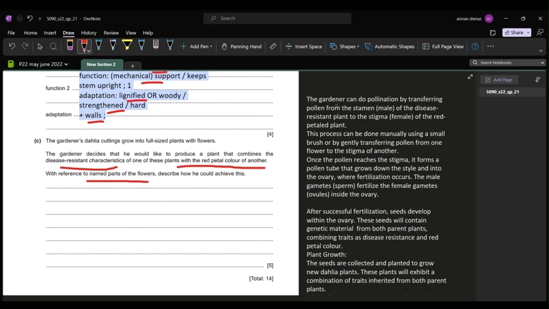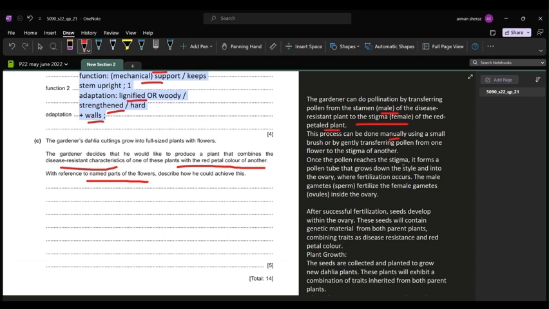So first step is the gardener can do pollination by transferring pollen from the stamen, which is the male part of the disease resistant plant, and it should go to the stigma of the female, which is the red petal plant. So this process can be done manually using a small brush or by gently transferring pollen from one flower to the stigma of another.